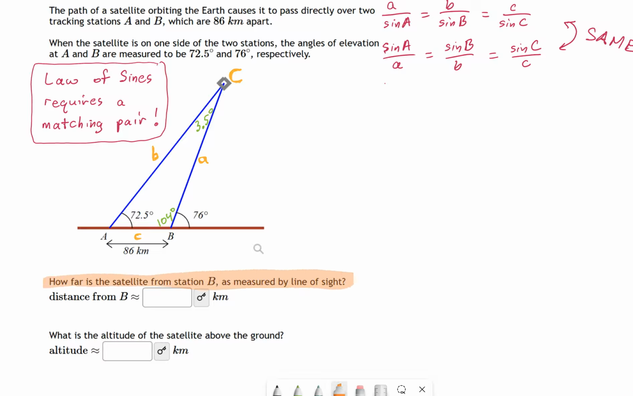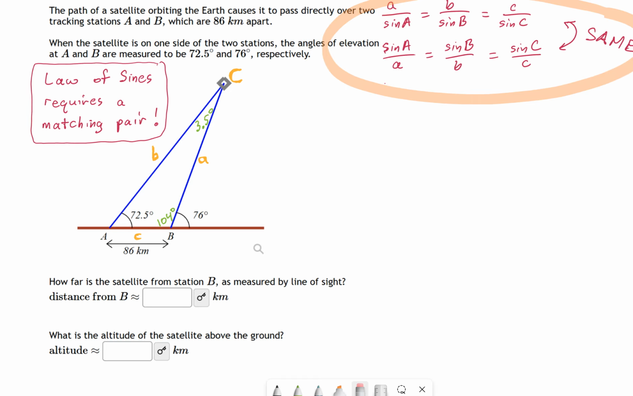How far is the satellite from station B, which is this distance right here? So it's asking me for that side A that I've marked on the diagram. So when I look at my law of sines over here on the upper right, you notice how I have two versions of the law of sines. They're the same thing. One's just flipped over compared to the other.